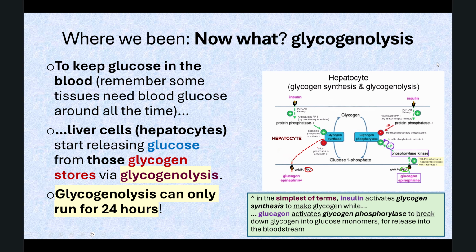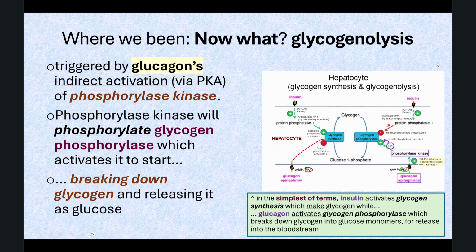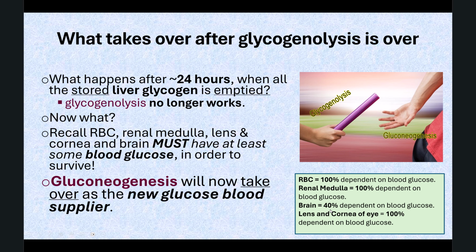All right, we have a whole video on that, so I don't need to spend any more time talking about it. In simplest terms, insulin activates glycogen synthase, which makes glycogen, while glucagon activates glycogen phosphorylase, which breaks down glycogen into glucose monomers for release into the bloodstream.